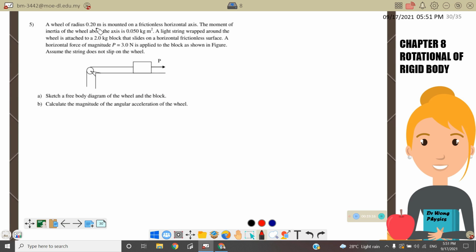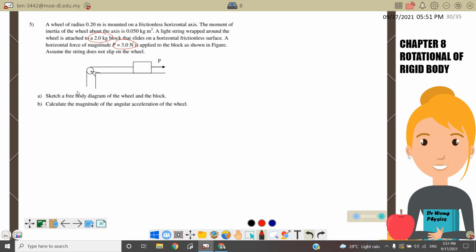Question number 5. A wheel of radius 0.2 meter is mounted on a frictionless axle, meaning that we can ignore the frictional force. The moment of inertia of the wheel is 0.05. A light string wrapped around the wheel is attached to a 2 kg block that slides on a horizontal frictionless surface. A horizontal force of magnitude P equals 3 Newton is applied to the block as shown in the figure. Assume that the string does not slip on the wheel.